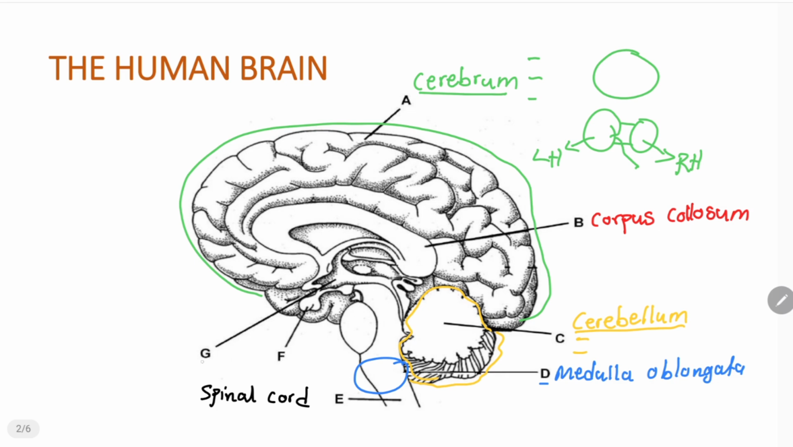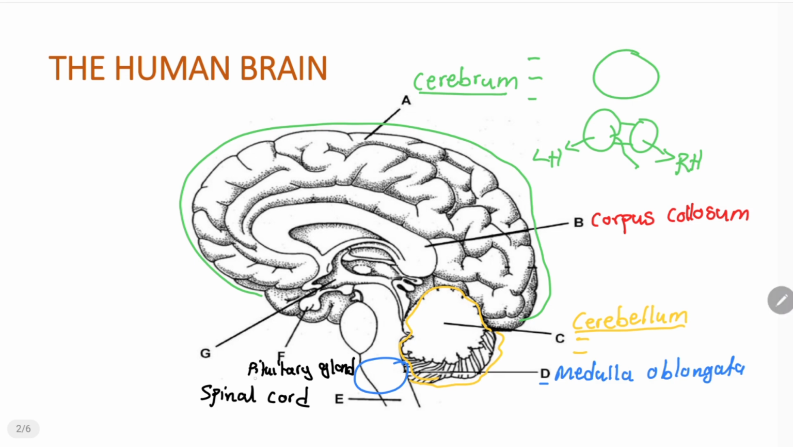Now, part F and G are endocrine glands. As such, we're going to focus more on them when we discuss endocrine systems and homeostasis. But the part labeled F is what is referred to as the pituitary gland. We'll discuss the hormones that are secreted by the pituitary gland when we focus on endocrine systems and homeostasis.